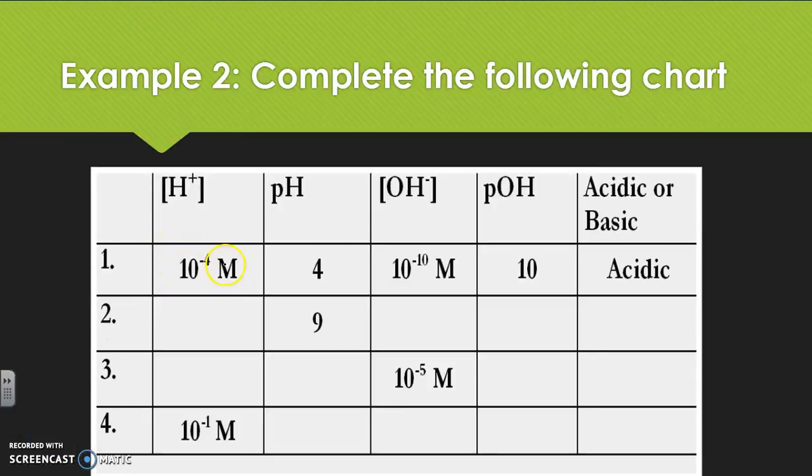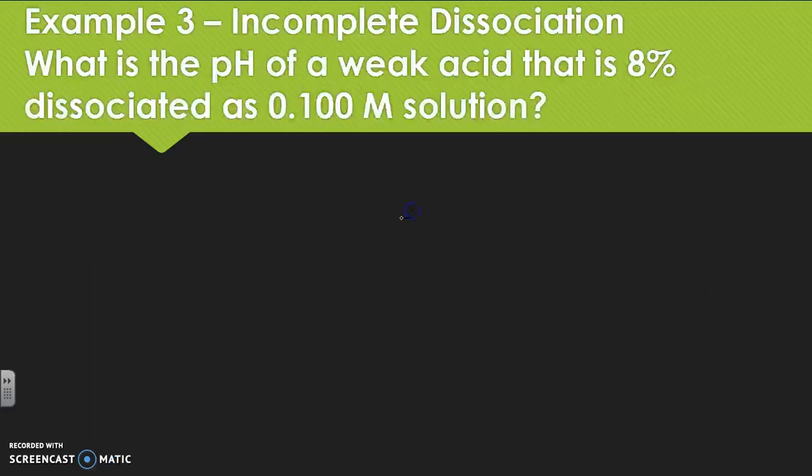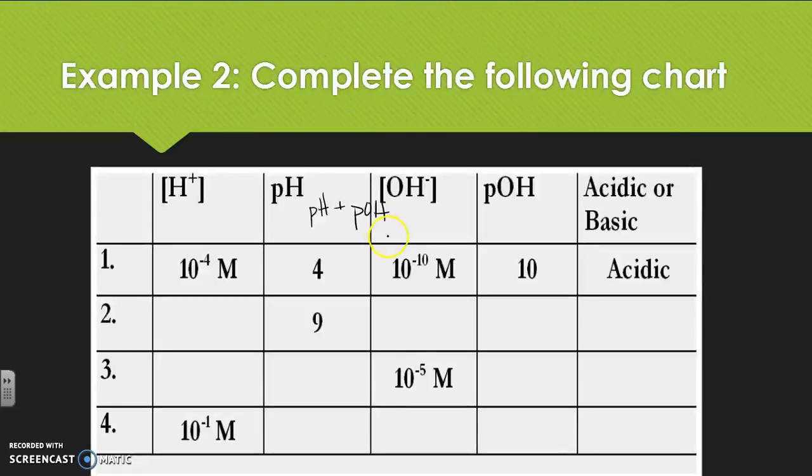So if we have a 10 to the negative 4th, that means our pH is going to be 4, right? If I have a 10 to the negative 10 of OH, that means my pOH will be a 10. If the pH is small, it's acidic. All right, and the way I got the 4 and the 10 is I said, well, remember pH plus pOH is equal to 14. So I just take this and plug it in and solve for the one I'm missing.